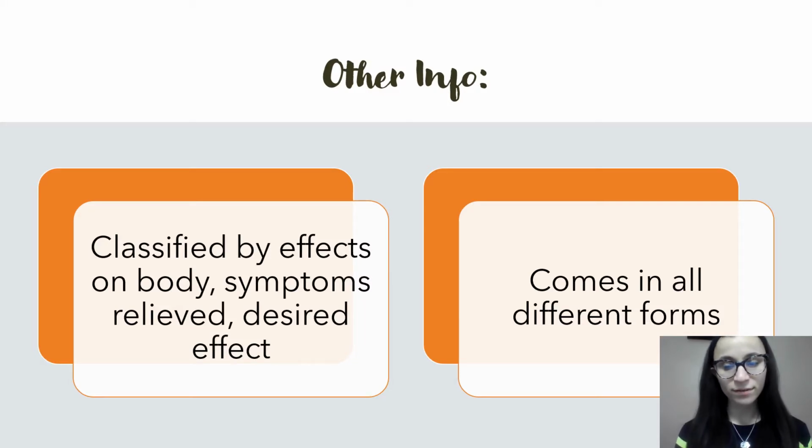Okay, now just other information about medication is that medication is classified by effects on the body system, by the symptoms they relieve, and by the desired effect. So for example, Tylenol is an antipyretic because it takes down a fever. And also know that medication comes in all different forms. It comes in topicals, liquids, solids. We have the video. If you want to check the previous video, it goes over all that.